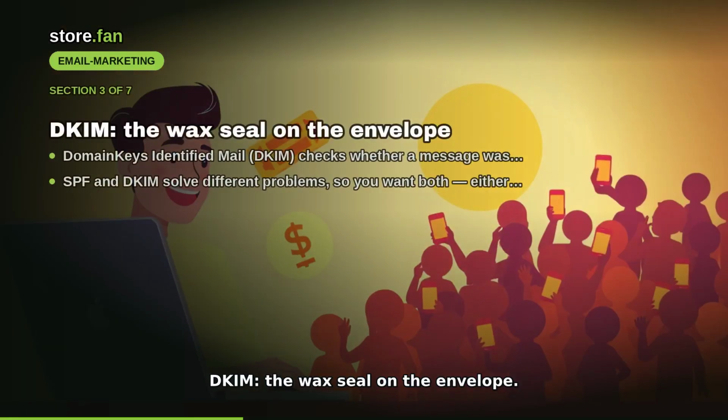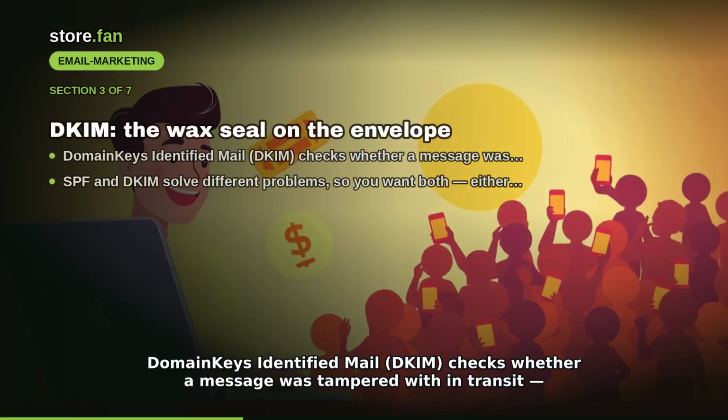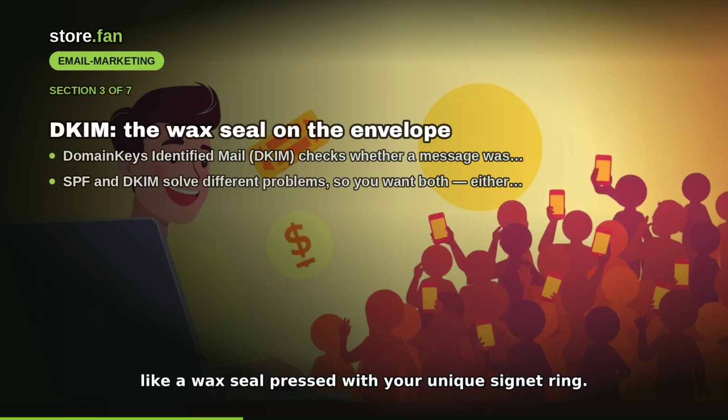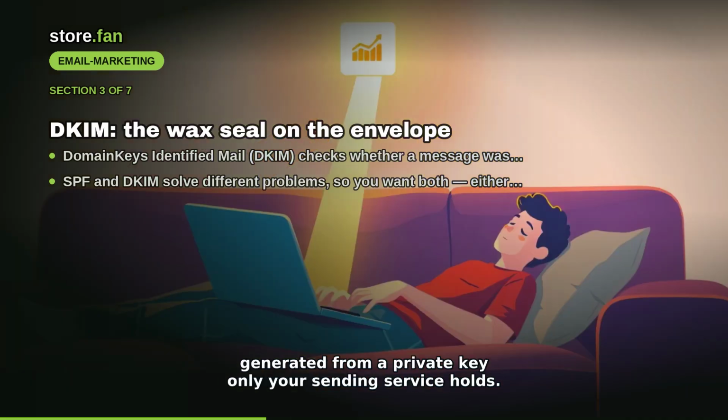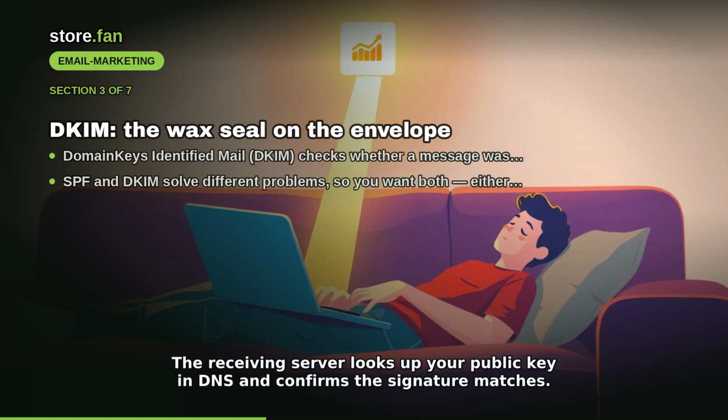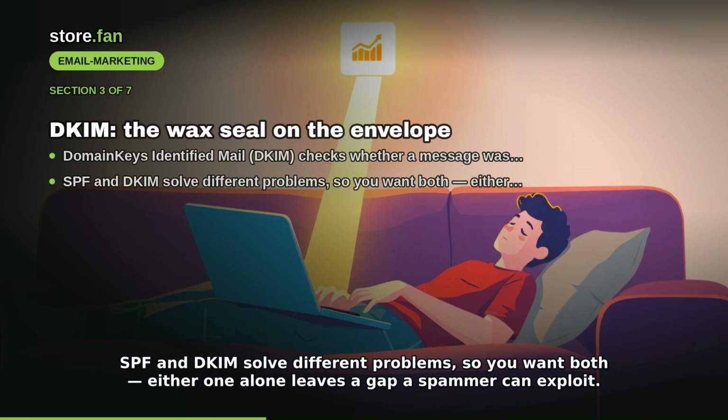DKIM. The wax seal on the envelope. Domain Keys Identified Mail, DKIM, checks whether a message was tampered with in transit, like a wax seal pressed with your unique signet ring. DKIM attaches a cryptographic signature to each outgoing email, generated from a private key only your sending service holds. The receiving server looks up your public key in DNS and confirms the signature matches. SPF and DKIM solve different problems, so you want both. Either one alone leaves a gap a spammer can exploit.